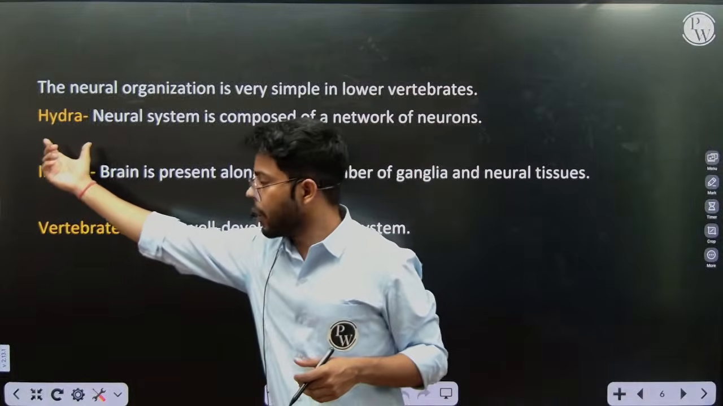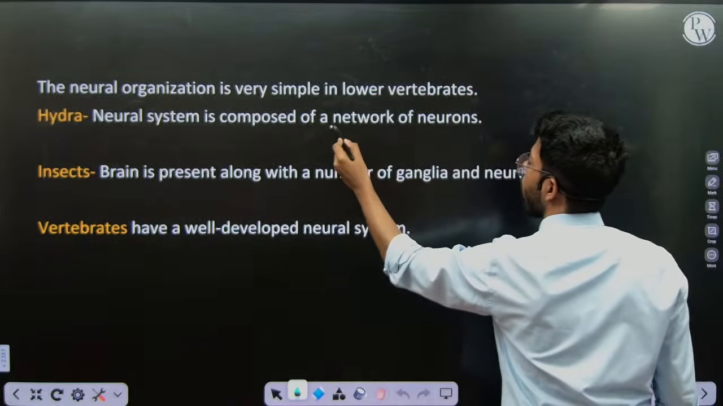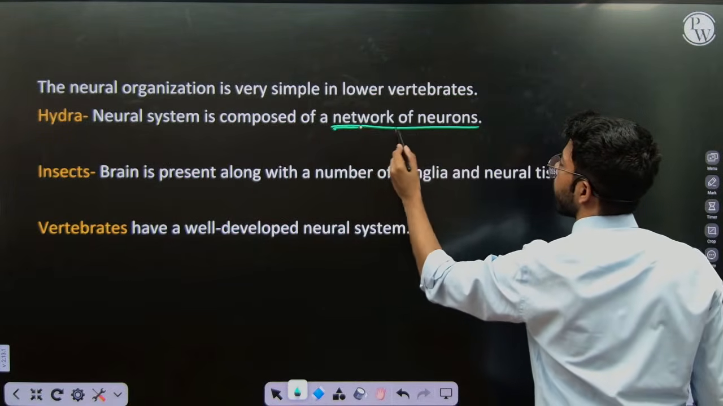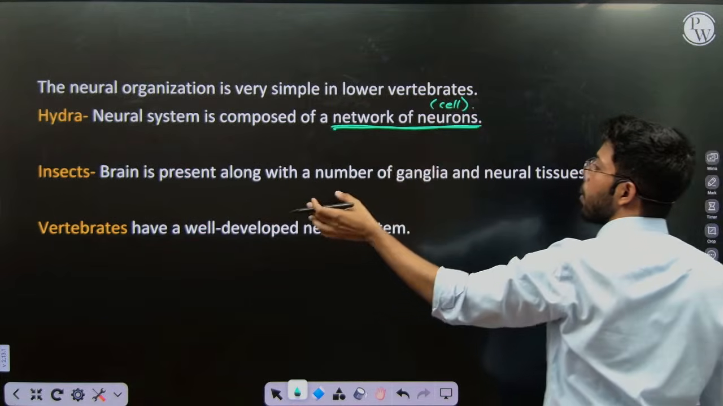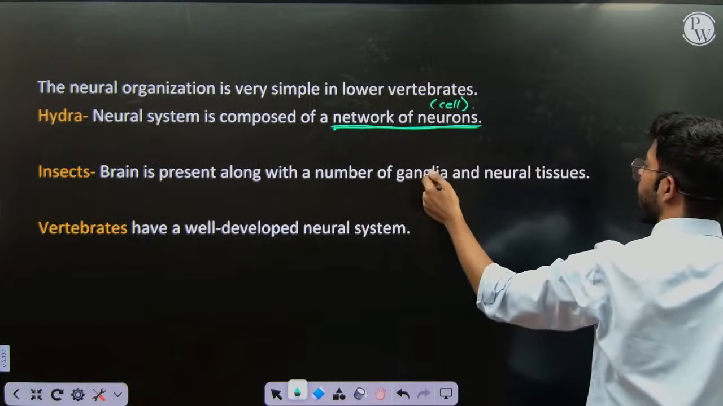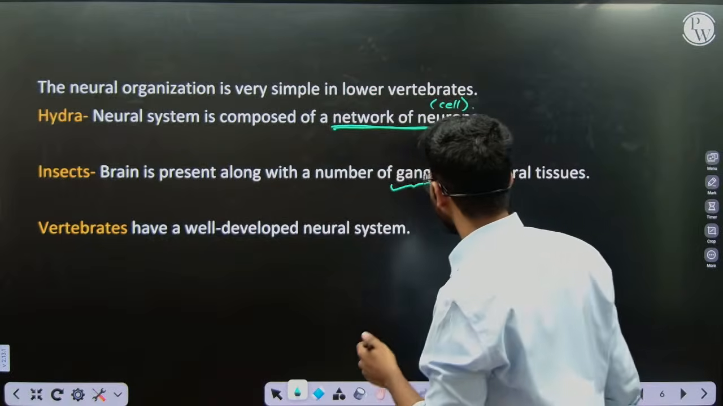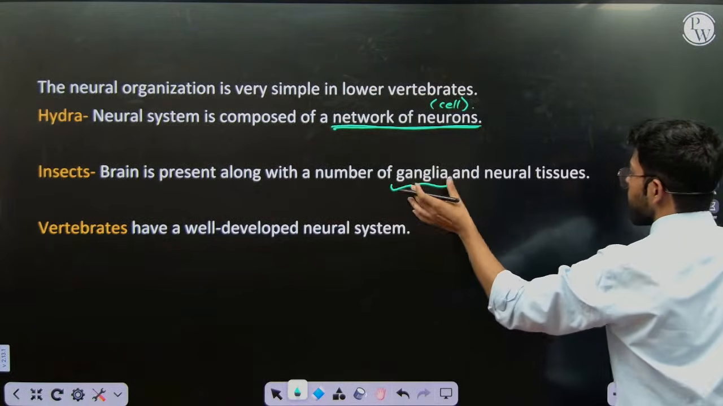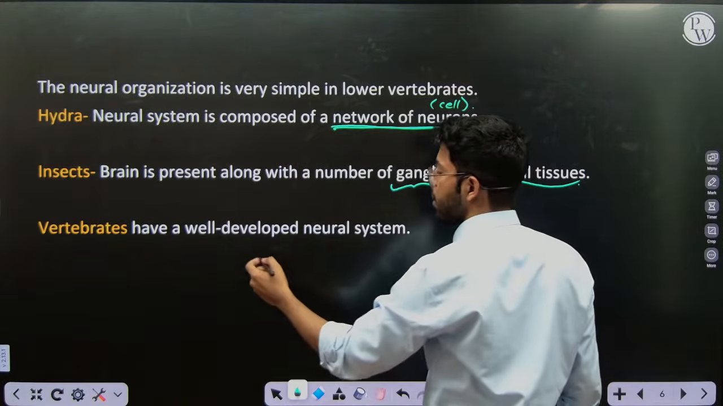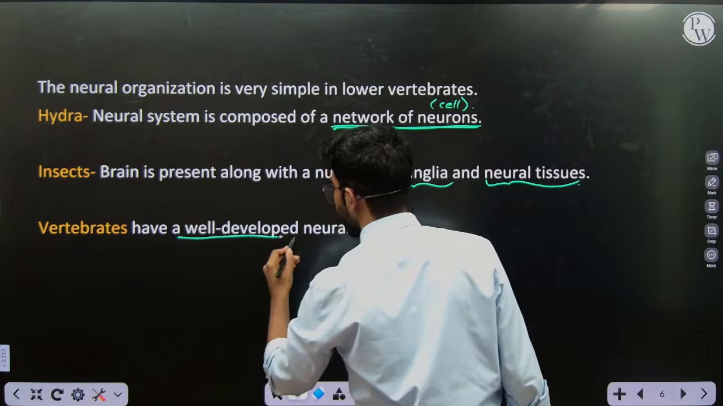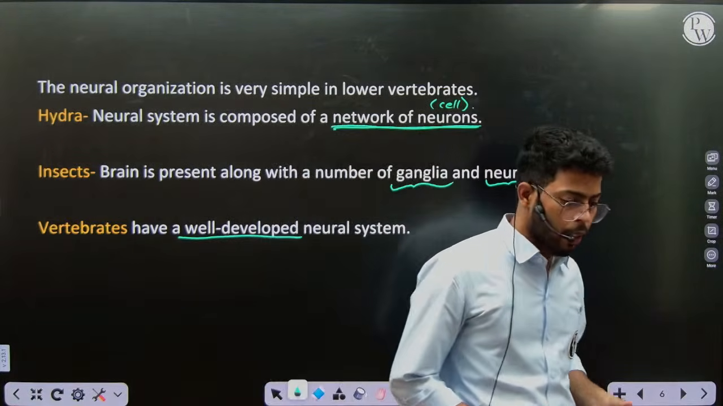As in the previous slide, we discussed that hydra has only a network of neurons, and neurons are cells, but in insects the ganglia are collections of neurons, or we can say cell bodies and neural tissues. In vertebrates, there is a well-developed neural system, so that we can analyze each and everything accordingly.